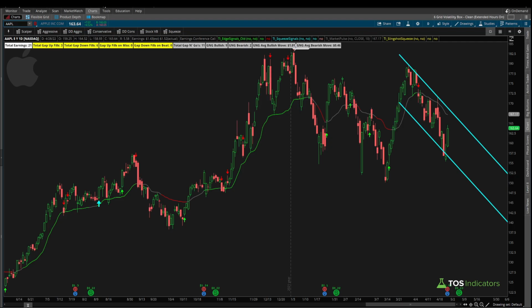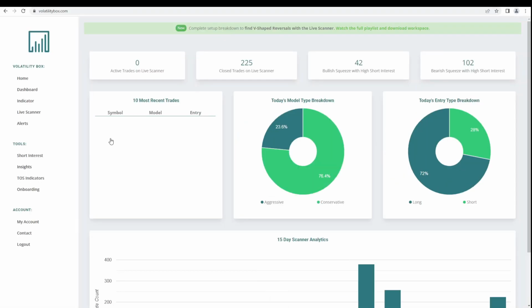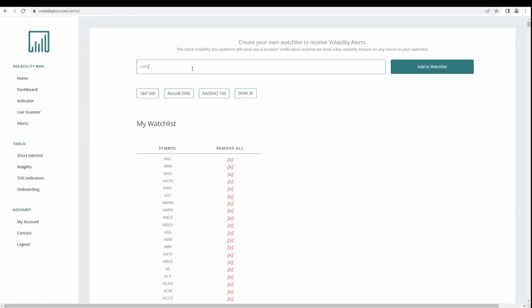Now that leads to other ways that we can also use that information, for which we can come inside of our Volatility Box platform. For all stock Volatility Box members, you have access to this. Click the Alerts tab right here. Once you click the Alerts tab, if you haven't already, enable push notifications, click Allow, and then go ahead and add both Apple and Amazon to your list.